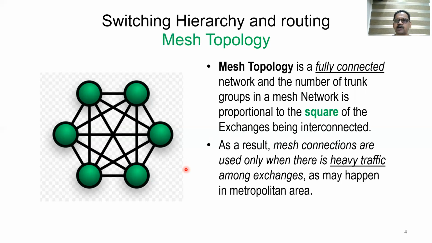So here the number of trunk groups required is proportional to the square of the number of exchanges in this mesh. Here you can see there are 6 exchanges, 1, 2, 3, 4, 5, 6. So the number of trunk groups required is equal to 6 squared, that is 36. That is the barest minimum required. As a result, mesh connections are used only when there is heavy traffic among exchanges, as may happen in a metropolitan area. So here you require more trunk groups or connections.